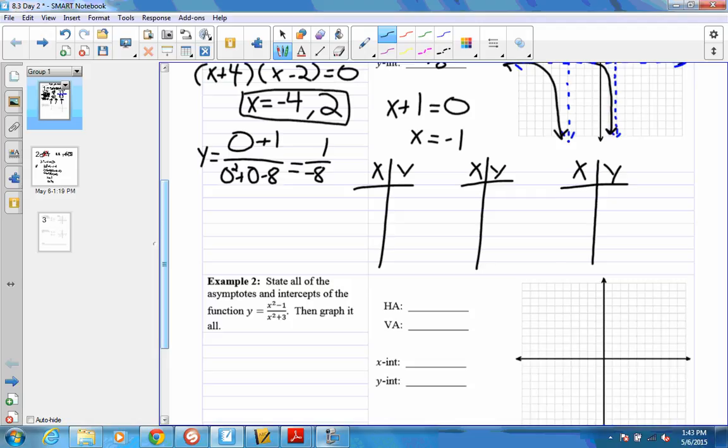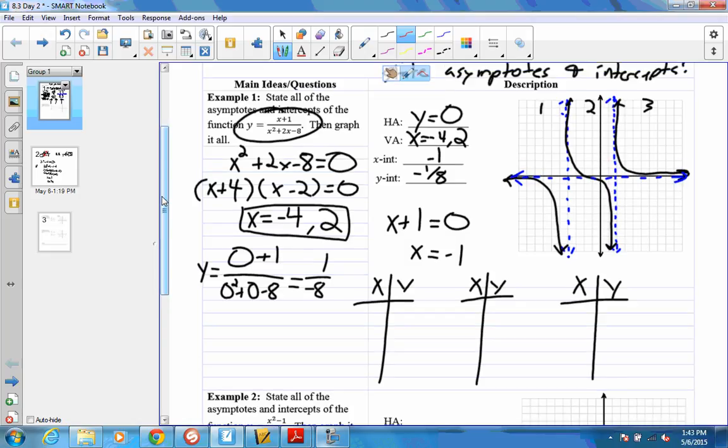That seems crazy and a lot of work, but as I said, your calculator will do this. So I'm going to make one chart for region 1. That's where my x is less than what?